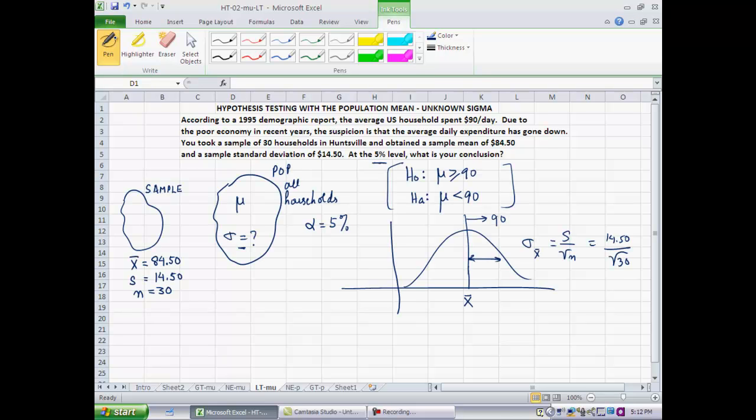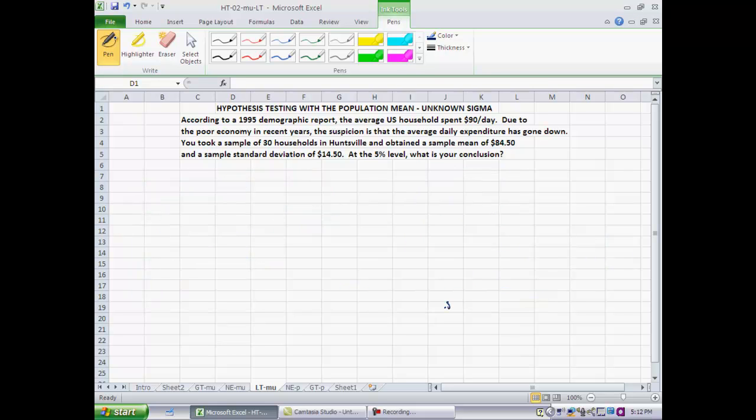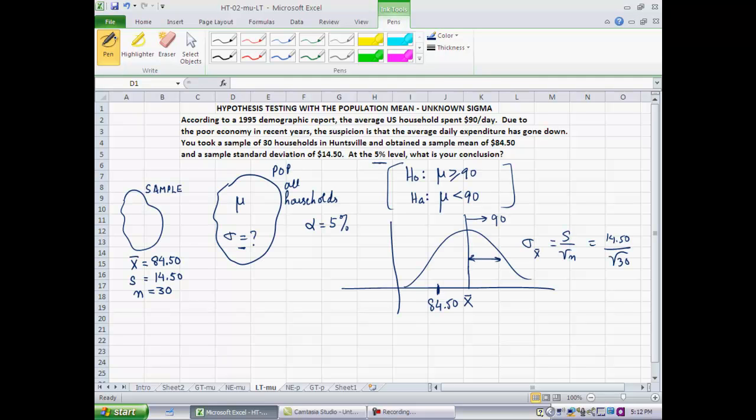And what are we observing in the sample? We are observing in the sample a sample mean of $84.50. So the sample statistic seems to suggest that the population mean has in fact gone below 90. But the question is, is it far enough below 90 so that it's highly unlikely to have occurred by chance? By now you know how to figure out whether a value is particularly extreme or not, and we have to standardize things and all of that. But for this problem, we are going to use an alternate method of determining whether a sample statistic is extreme enough, and that is the critical value method.